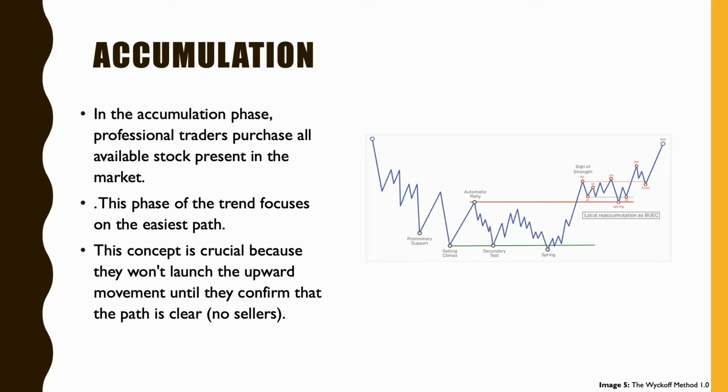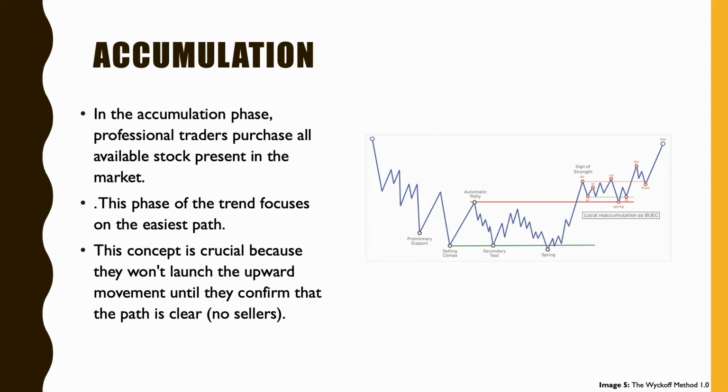We have two main patterns in Wyckoff methodology. The first is accumulation. In the accumulation phase, professional traders purchase all the available stock present in the market. This phase of the trend focuses on the easiest path. What is the easiest path in an accumulation range? To lower the prices.